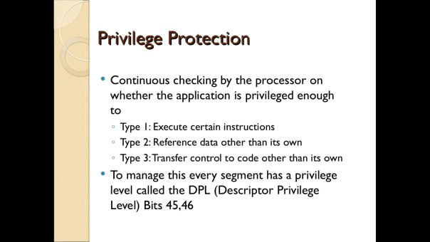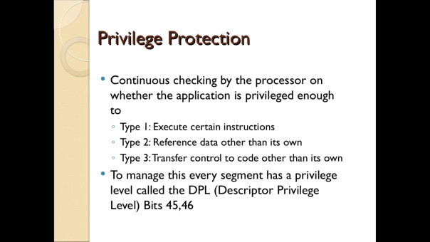Second, it will check whether the program is referring to data which is not its own, that is, a program trying to access data of some other program or user. And third, type 3, the transfer of control to code other than its own. That means there is a jump to a program or section of a program which is external to the current application or process. In that case also, the processor can restrict the jump to that program code by using privilege level.